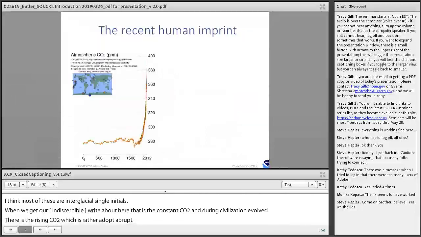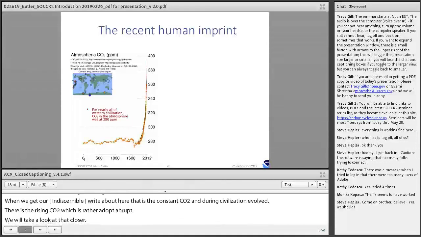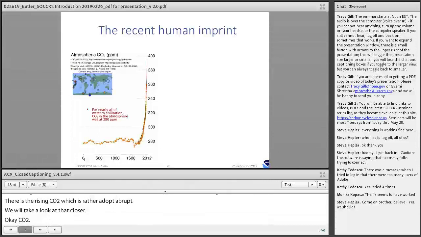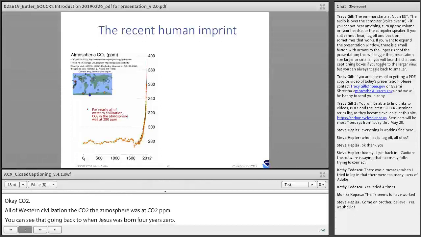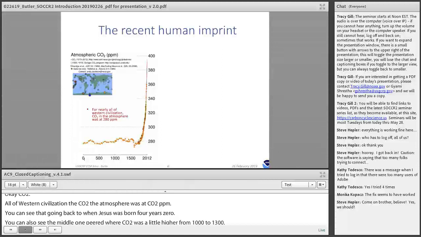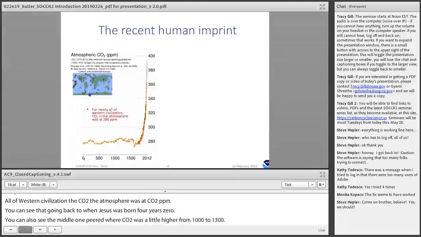Okay, so atmospheric CO2. For nearly all of Western civilization, CO2 in the atmosphere was at 280 parts per million. You can see that here going back to, say, when Jesus was born, the year 0. You can also see the medieval warm period where CO2 was a little higher, early 1,000 to roughly 1,300. And then there's the little ice age where it got a little cooler. And then there's this shoot up here from human emissions. This is pretty unbelievable how fast this latest one has happened relative to the other.